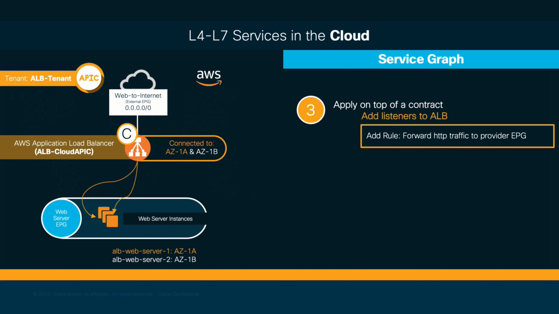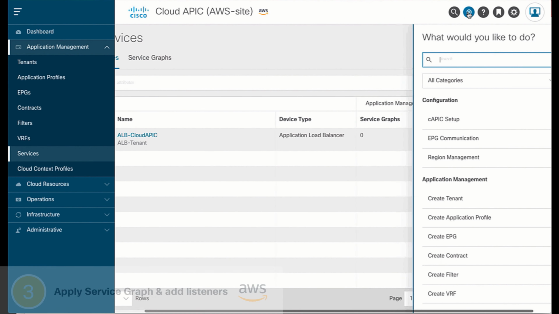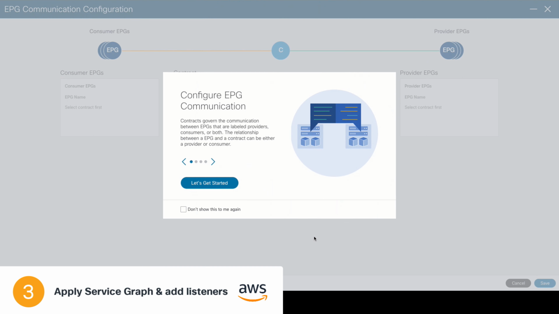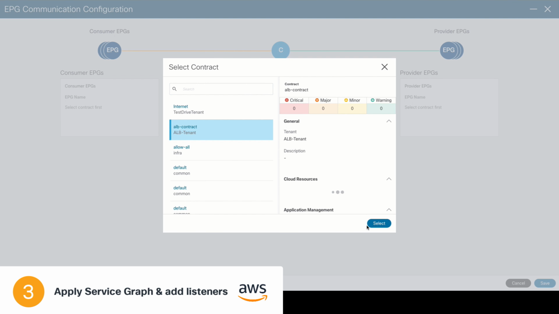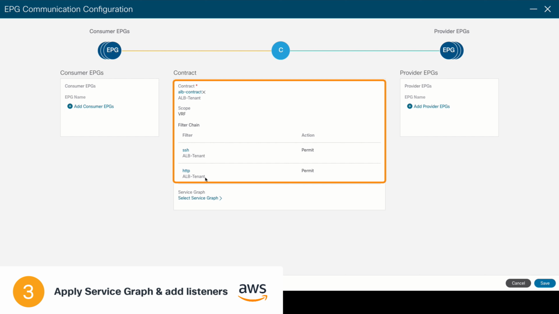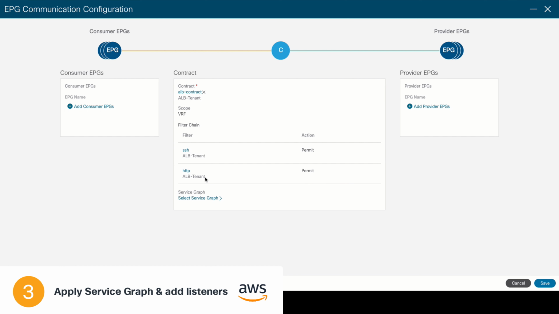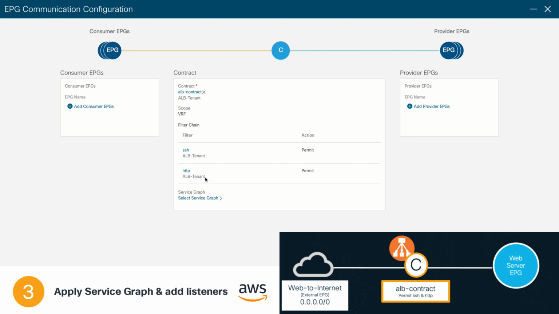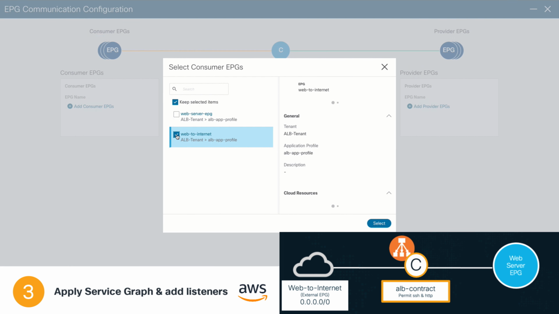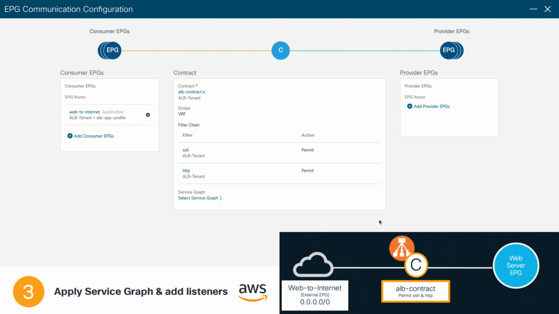The third step is to apply our service graph on top of a contract and add listeners to our ALB. These are forwarding rules the ALB interprets in order to forward traffic to the real servers. In our case, we will want the ALB to automatically forward traffic to all the servers in the web EPG. In order to do that, let's click on the Intent button, then EPG Communication, and I will select a contract I created before recording this video, which allows SSH and HTTP traffic. Then, I will select my consumer and provider EPGs. The consumer EPG will be the external one representing the internet, which in my case is called Web to Internet, and the provider will be the web server's EPG.